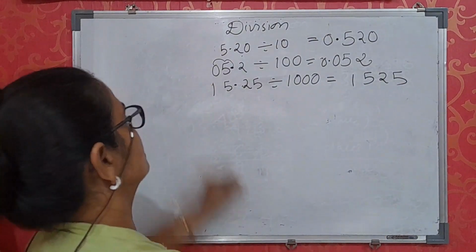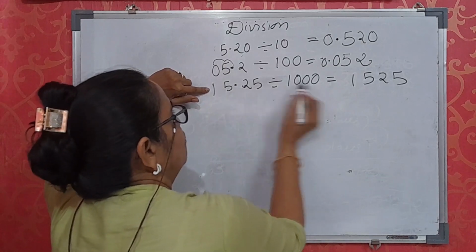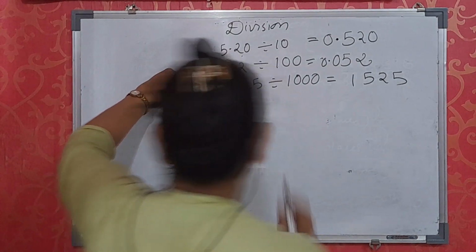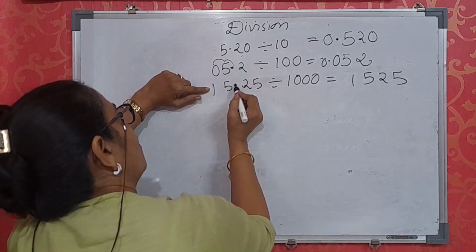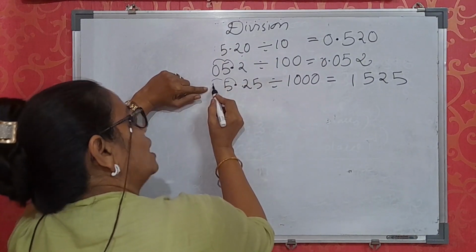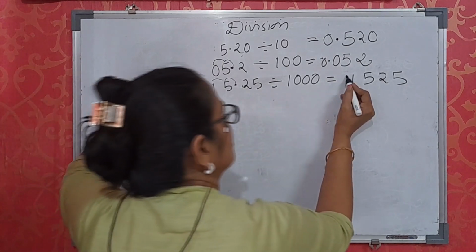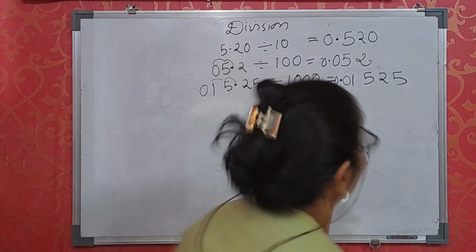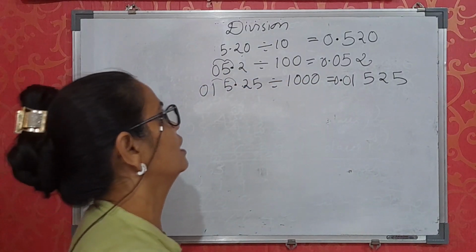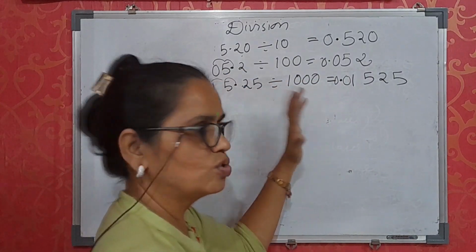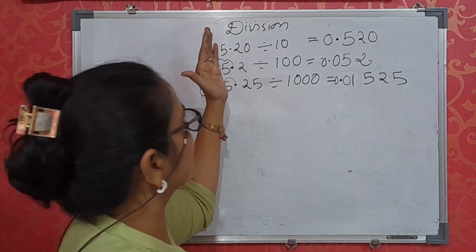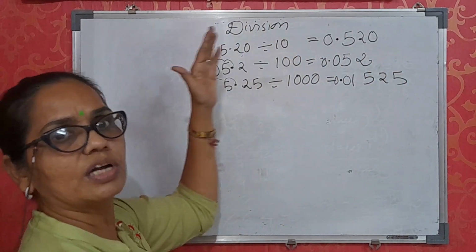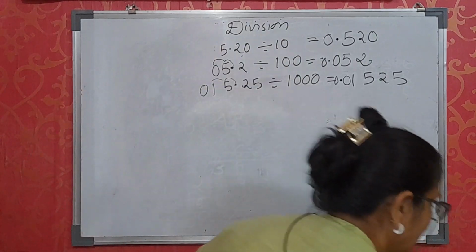Now 15.25 divided by 1000. 1525, write as it is. 1, 2, 3. So shift your decimal point 3 places to the left hand side. 1, 2. No third place is there. Put 0 and then put the decimal point, and this way you can do the division by 10, 100, 1000 and so on. So in multiplication shift your decimal point to the right hand side. In division shift your decimal point to the left hand side.